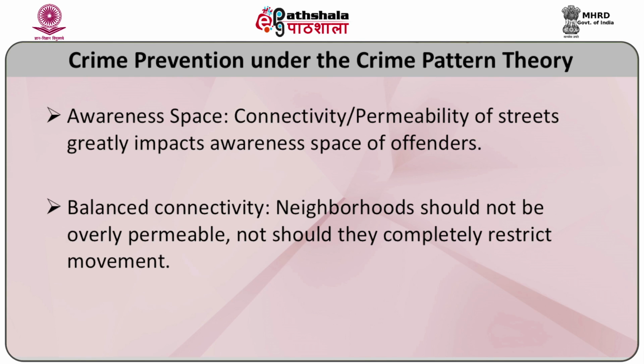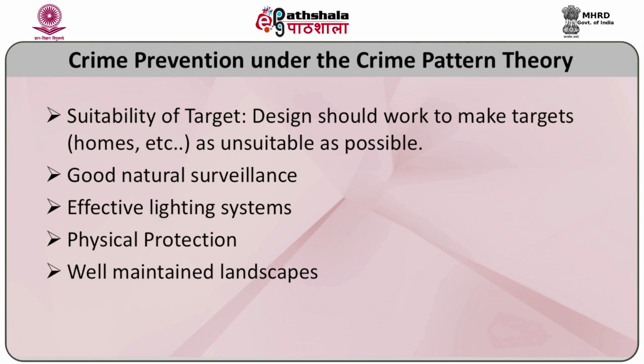Crime pattern theory attempts to achieve crime prevention through the following strategies: awareness space. Connectivity or permeability of streets greatly impacts awareness of space of offenders. Balanced connectivity: neighborhoods should not be overly permeable, nor should they have completely restricted movement. Suitability of target: design should work to make targets as unsuitable as possible. Good natural surveillance, effective lighting systems, physical protection, well maintained landscapes.